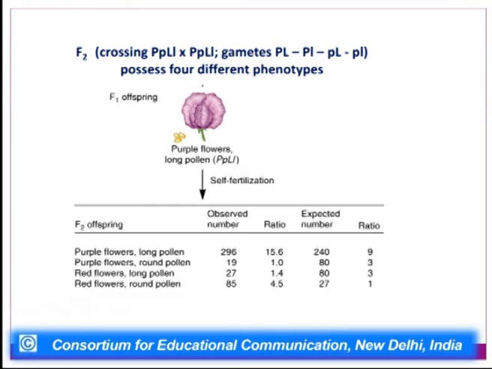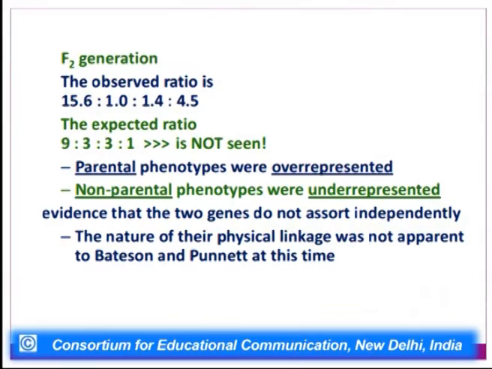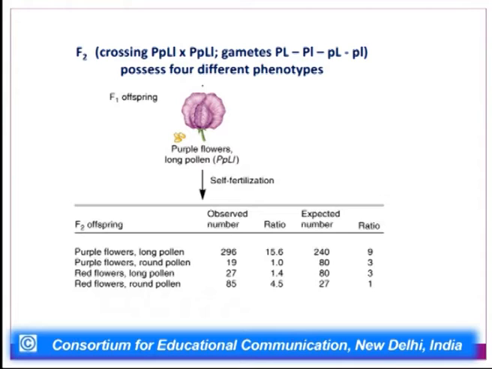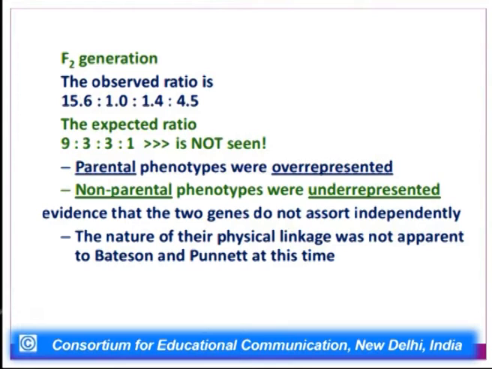The ratio was found to be 15.6:1:1:4.5. So in the F2 generation, the observed ratio was 15.6:1:1:4.5. The expected ratio, a typical dihybrid ratio of 9:3:3:1, is not seen. So basically, the parental phenotypes, which were the purple flowers with long pollen and the red flowers with round pollen, were overrepresented. However, the purple flowers with round pollen and red flowers with long pollen were underrepresented. So parental phenotypes were overrepresented and non-parental phenotypes were underrepresented.